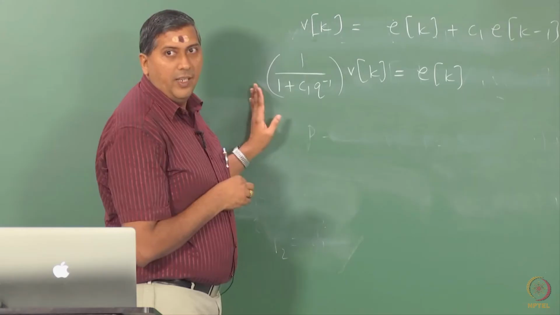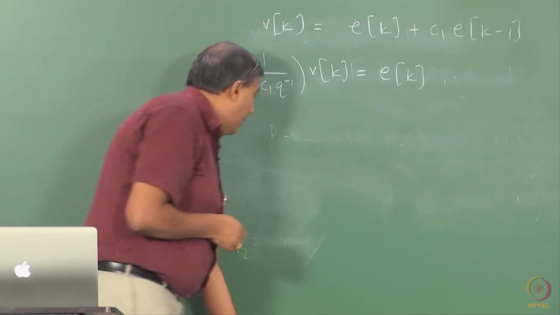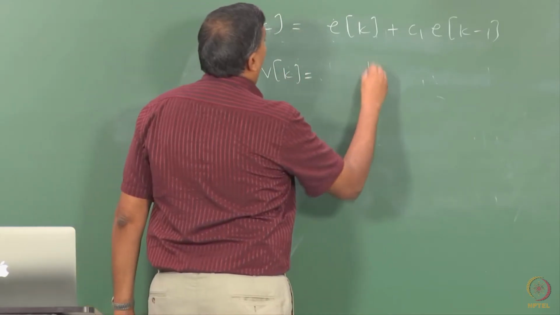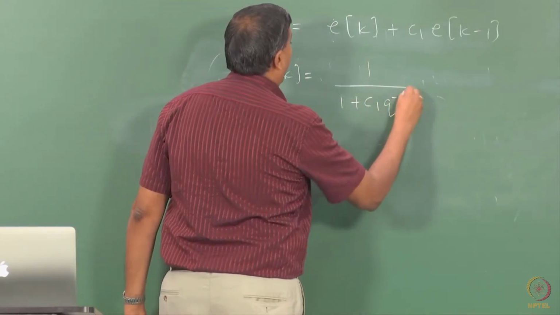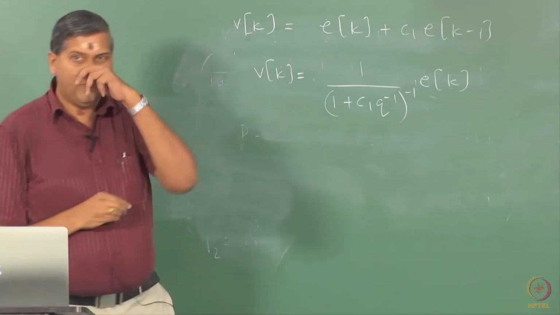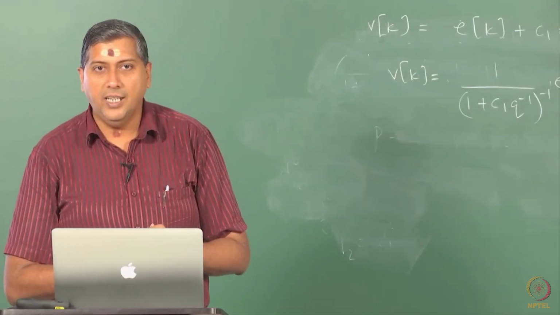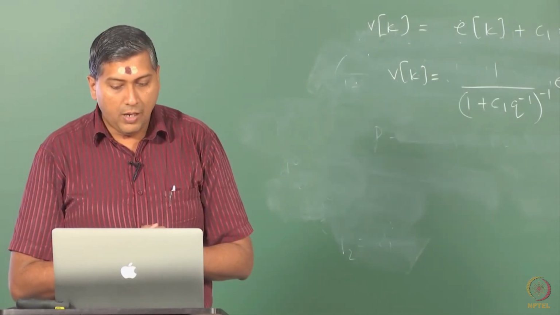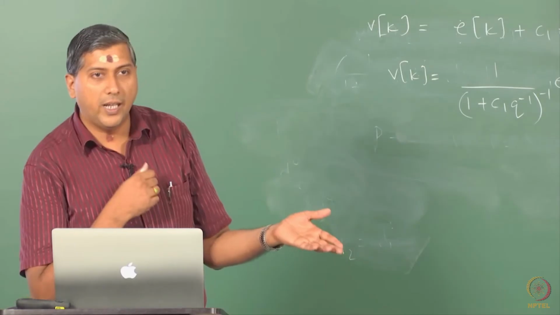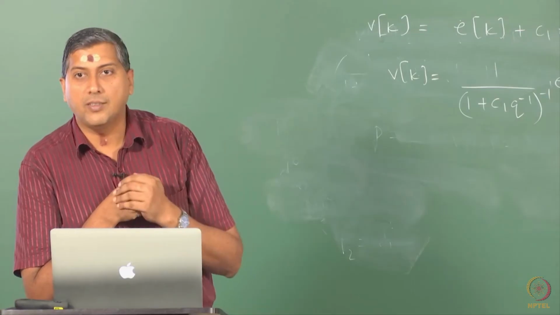Now, when I look at this here, this is not in an AR form. An AR form would be, let me put it this way so that you see it more clearly, Vk equals 1 over 1 plus C1 q inverse times Ek. Either way it is the same thing. If the process is invertible, then you can construct a stationary AR representation and vice versa. But obviously, finite order moving average models would have an infinite order AR representation, and a finite order AR representation would manifest as an infinite order MA.